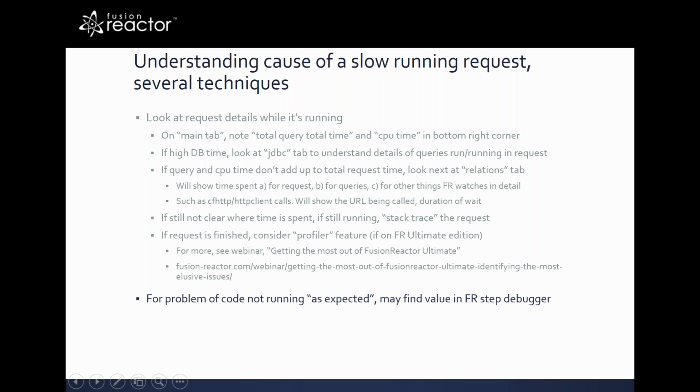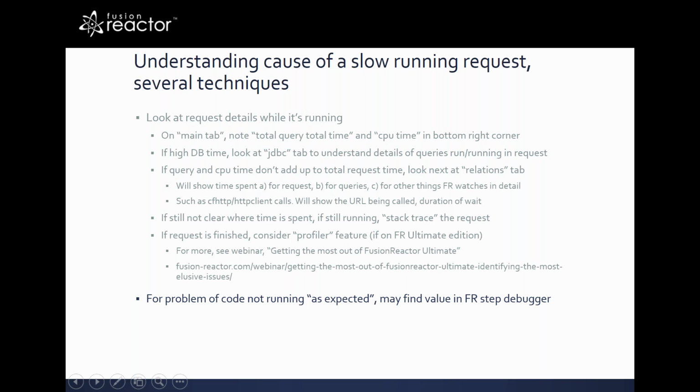And if you have some code that's just not running as expected, and you want to know where it's going, why is it running this line and not that line, that's where the step debugger in FusionReactor comes in. That's in the Ultimate Edition, and it was covered in that webinar as well. Sometimes the debugger could be useful for troubleshooting. It depends on the nature. I'm talking about slow, long-running requests. The debugger wouldn't help you other than to say that's where it's stopped, but a stack trace can tell you that.